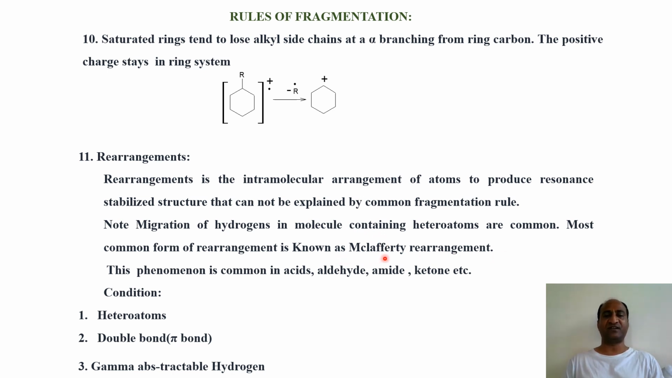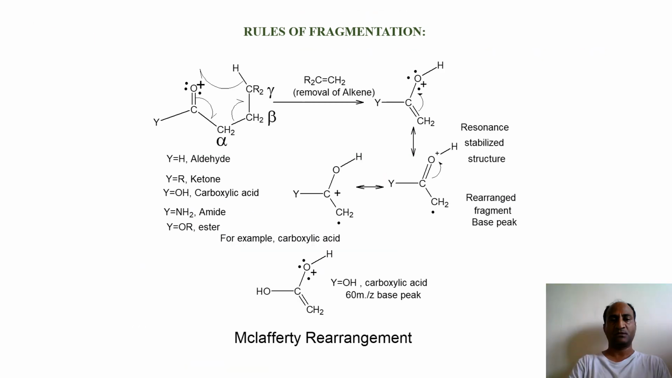This McLafferty rearrangement is common in acids, aldehydes, amides and ketones. To undergo the McLafferty rearrangement, there should be certain conditions in the structure of a compound. First of all, it should have a heteroatom. There must be one double bond and there must be one gamma abstractable hydrogen. If these three conditions are satisfied, then it can undergo the McLafferty rearrangement. Now I am going to explain the mechanism of McLafferty rearrangement.